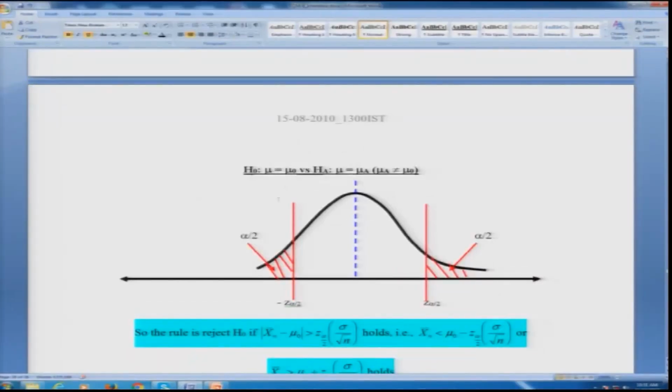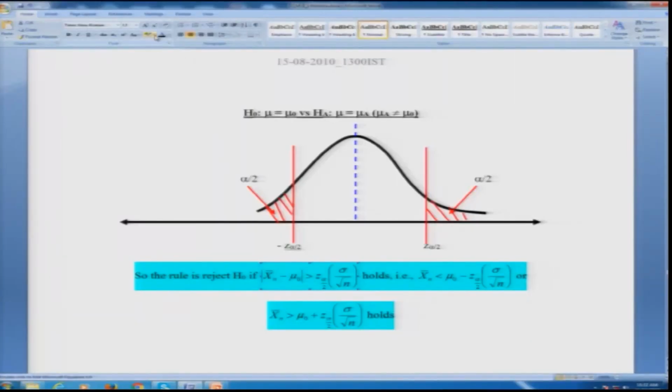If you go to this diagram, we have tried to make it as clear as possible. This is for the case when you are considering H naught, the case when mu is equal to mu naught, against HA where mu is not equal to mu naught. So you are going to consider both sides, and you will reject H naught if this is true. I will try to highlight it with a different color for the time being.